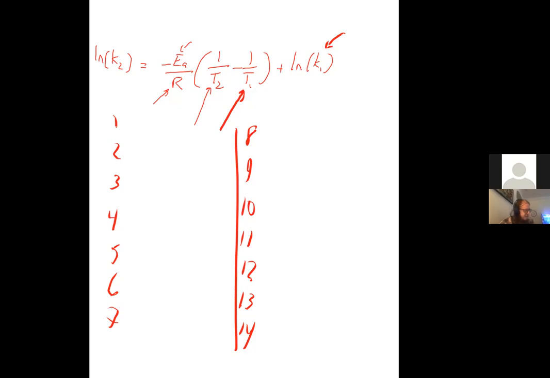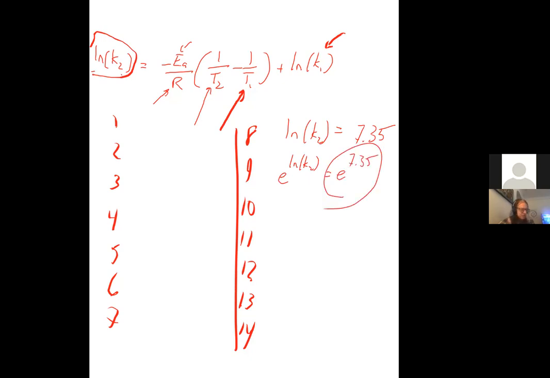And then K1 is given, so you just have to know how to do that on your calculator, okay? And then you're going to put all those numbers in and solve for this. The last step is, once you get ln of K2 equals, I'm going to make up a number, 7.35, you just do e to that. Your calculator can do this very easily. Just do the e function, okay? And then that's going to be K2. That gives you the value there, okay?